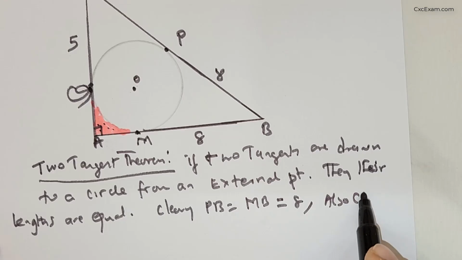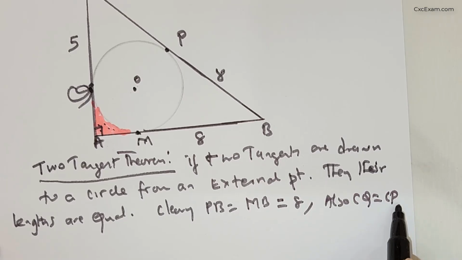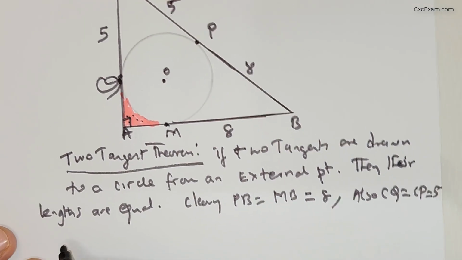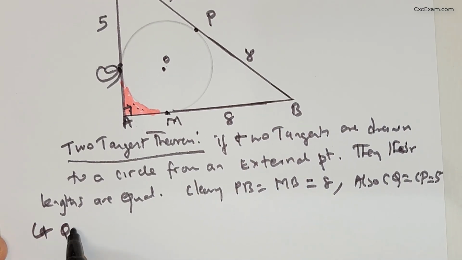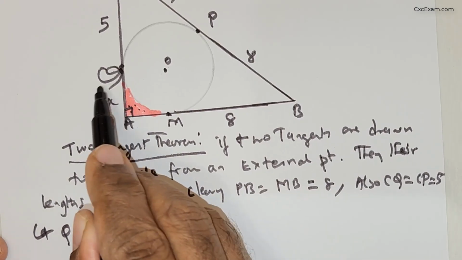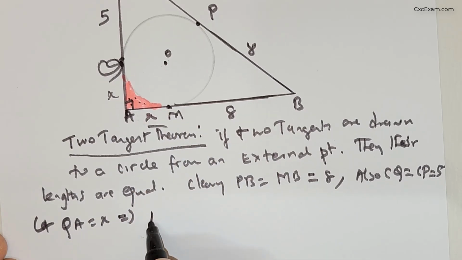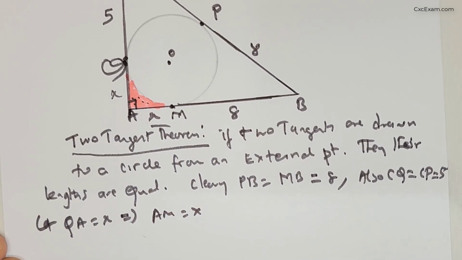Also, CQ will be equal to CP, which is equal to 5 units. So this distance will be 5. So now let QA be equal to X. So if this is X, this is an external point, two tangents are drawn, so this will also be X. So AM is equal to X.